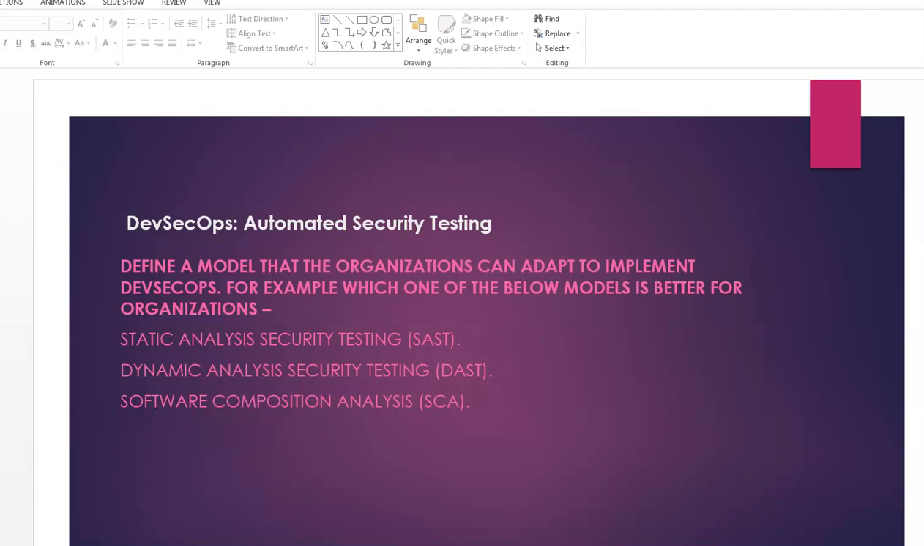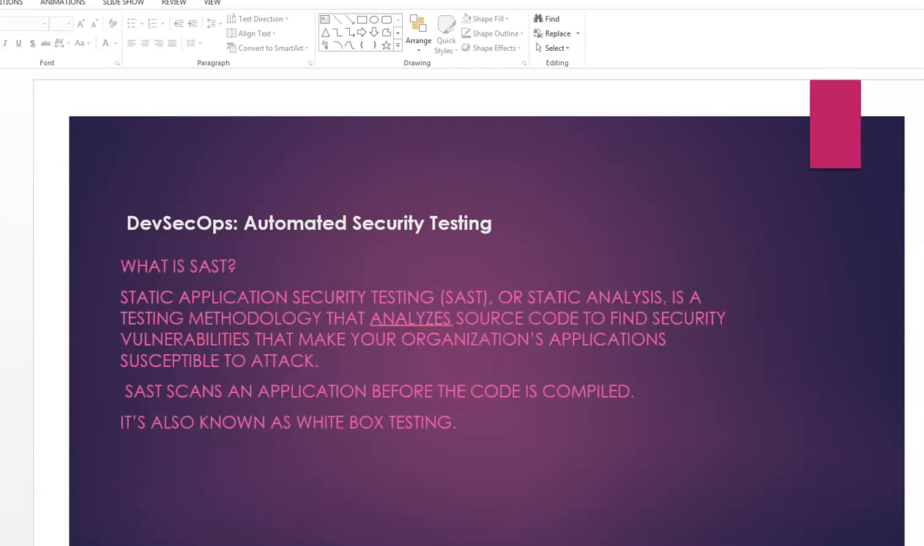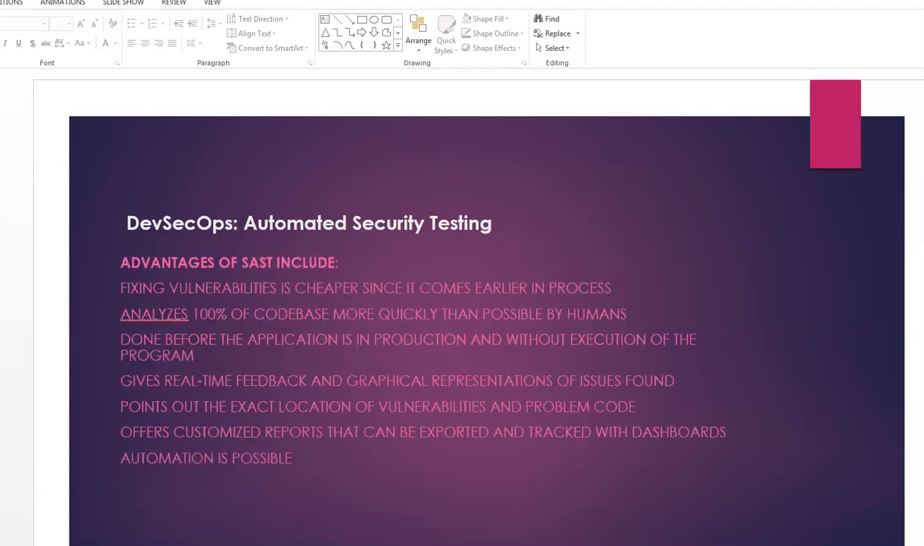What is SAST, static analysis security testing? What are the advantages of it, and why do companies follow it? We can discuss in detail right now. SAST, static application security testing or static analysis, is a testing methodology that analyzes the source code to find any weak points or vulnerabilities in the application, and it rechecks before the code is compiled. It is also known as white box testing.